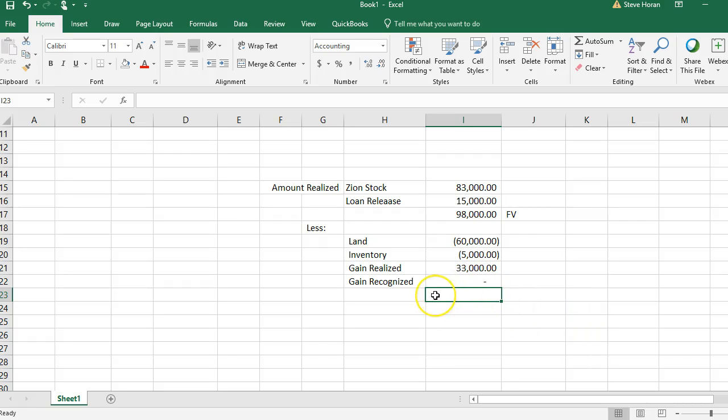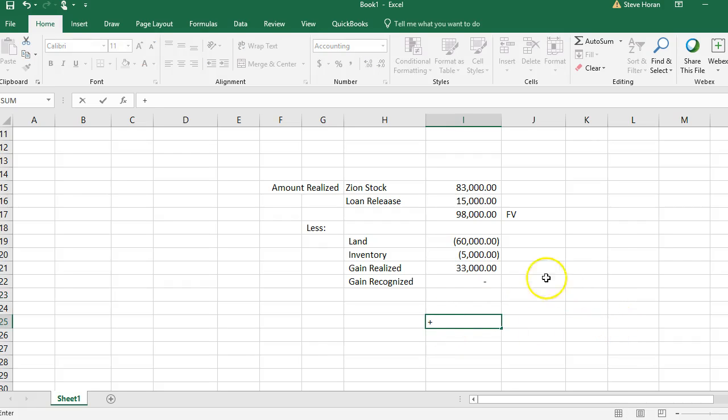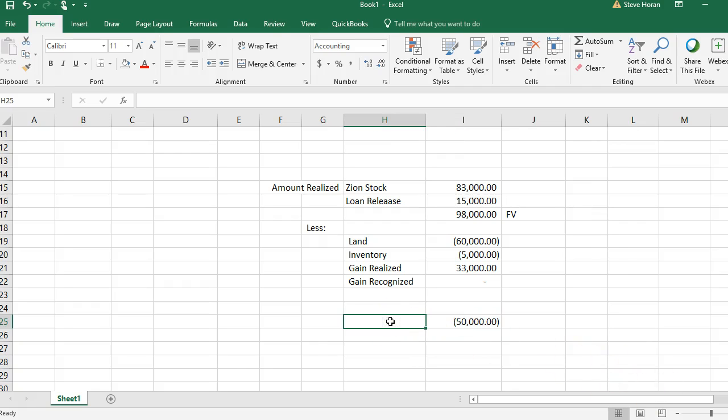Now the final question is, what is her basis in the company? So her basis is the two items, the basis here of the land and the inventory. That's the starting point. However, we also have to go, well, she released the liability. She does not have to pay the mortgage liability anymore. Now the corporation does. So I have to take that into account. So her basis now is 50.